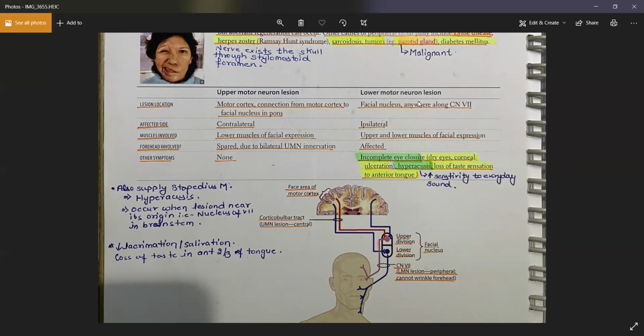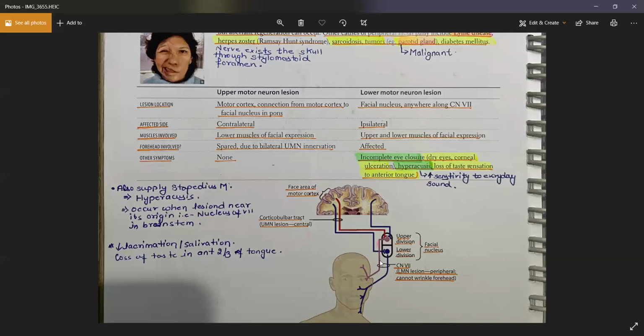In case of my lower motor neuron lesion, that can happen in the facial nerve after it originates from my nucleus. So if my nucleus dies, that means if my pons dies, or if my nerve dies after the pons, you can have a lower motor neuron lesion. Affected side will be ipsilateral, as you can see. In case of brain damage, you have a contralateral involvement, right? In case of nerve damage, it will be an ipsilateral lesion. So whenever you have primary motor cortex damage, you will always have contralateral face symptoms, right?